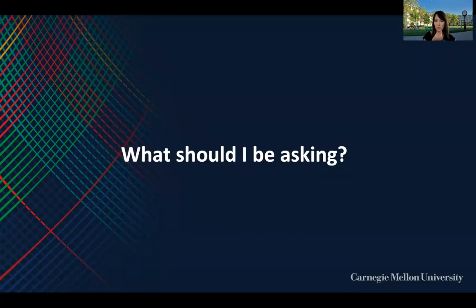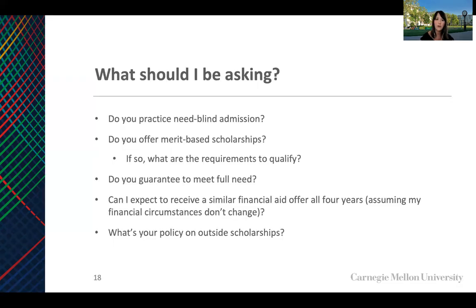So we'll wrap up here with what questions you should be asking, what may be helpful for you to ask. So one would be to ask if they practice a need blind admission. So making sure if they're need blind or need aware, if they're taking into account your financial aid application when making the admission decision. Does the school offer merit-based scholarships, so based on academics or artistic performance? And if so, what are those requirements to qualify, and what are those deadlines to qualify for those scholarships?